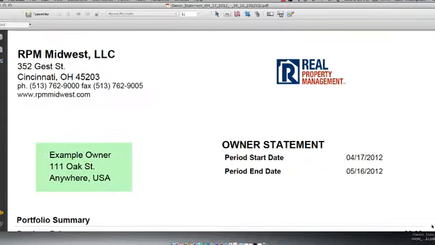You will see your name and address on the top left-hand side. To the right of your name and address, you will see the date range of the current statement you are looking at. In this example, the start date is 4/17/2012 and the end date is 5/16/2012. So this statement will encompass any activity within this portfolio during those dates.